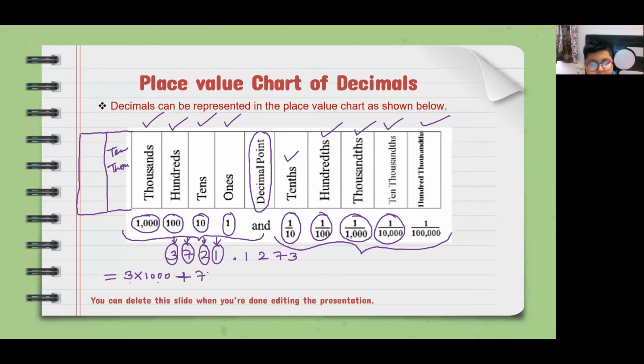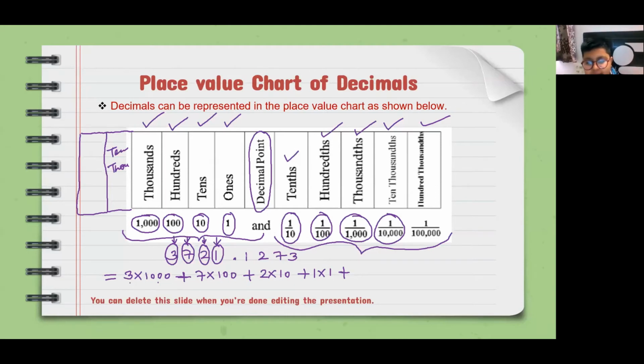7 multiplied by 100. Correct. Because it is the hundreds place value. Then 2 multiplied by 10. Correct. Then plus 1 multiplied by 1. The value of the ones place, we multiply it by 1. The value of the ones place is multiplied by 1. Okay, next.